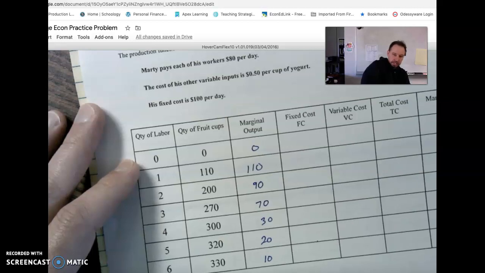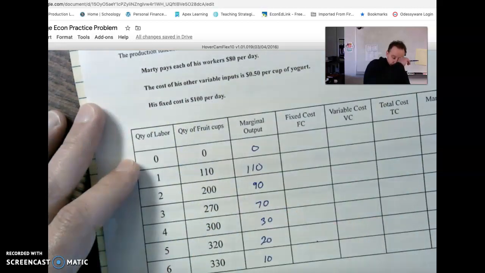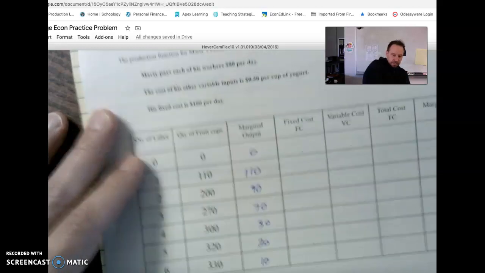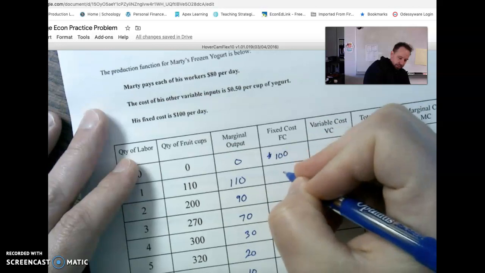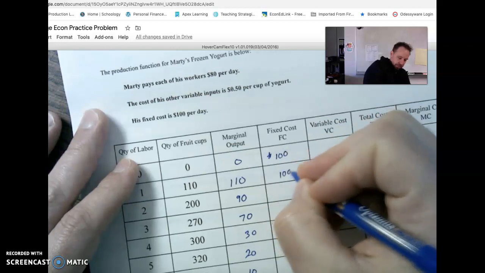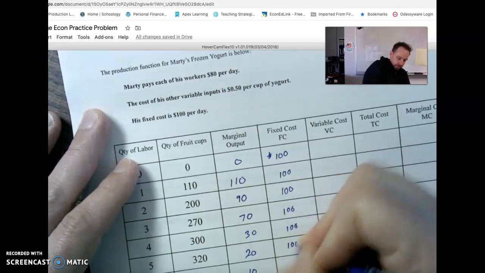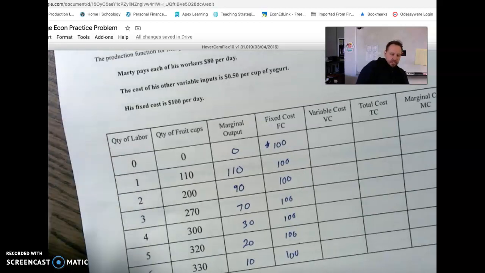Fixed cost, right? And that's a pretty easy one. You just need to find what it costs him per day to operate if you were to shut down or do nothing else. So that's there, and that just stays consistent throughout. Fixed cost is never going to change. So we can just write 100 in all the way down.